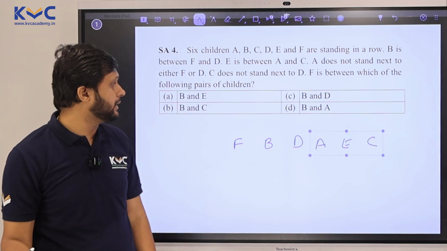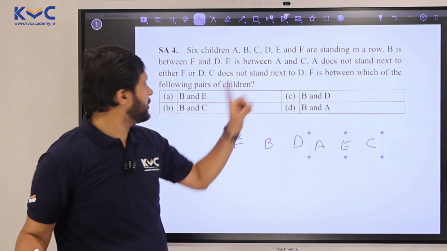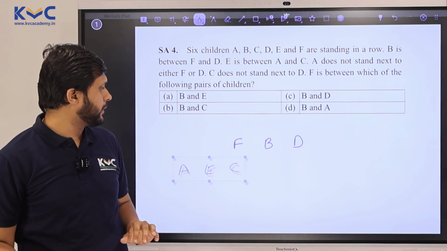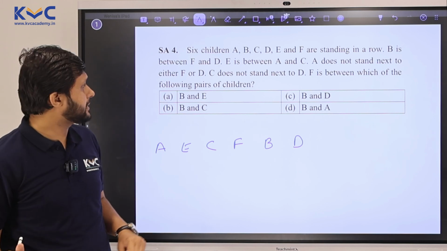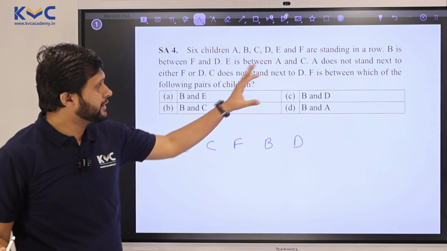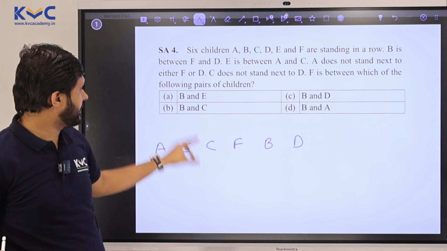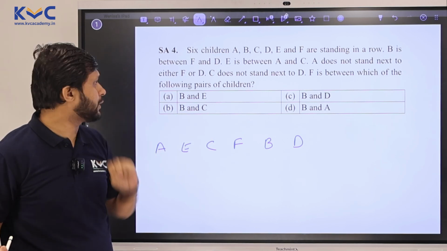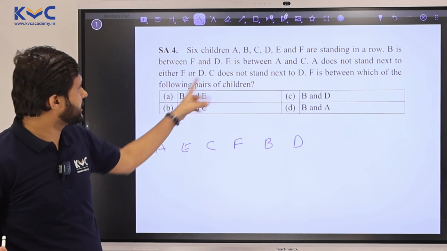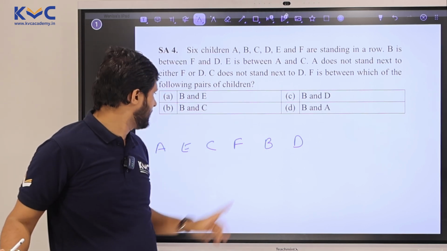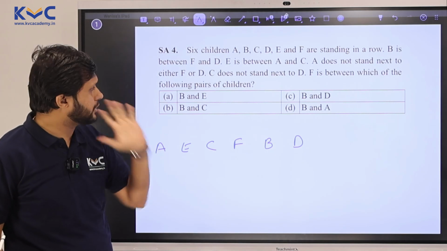Can I put A over here? No. Why not? Because A does not stand next to D. So can I put it over here? Yes. For the time being, we'll keep it over here and see how it works. So the condition of A not standing next to F and D is met so far. C does not stand next to D, C is there, not next to D, that is also met.